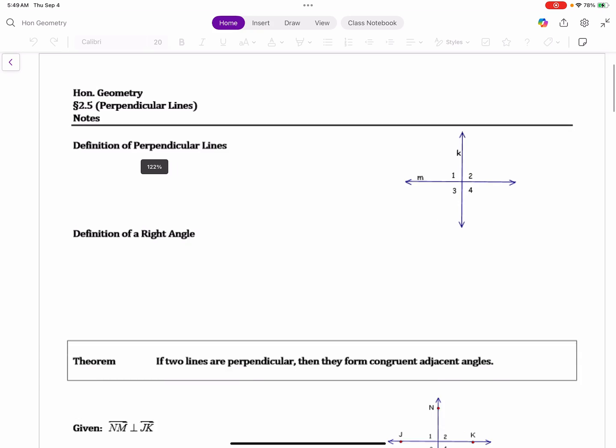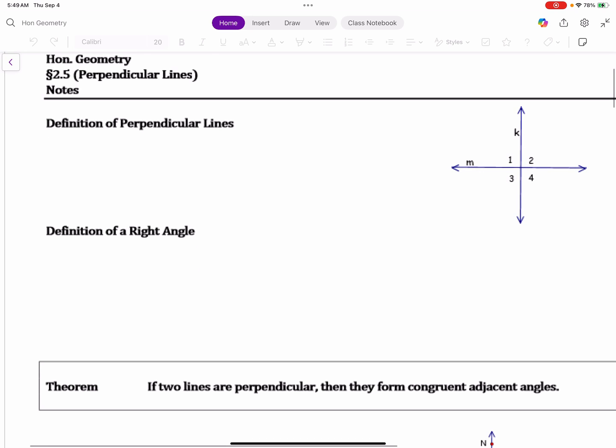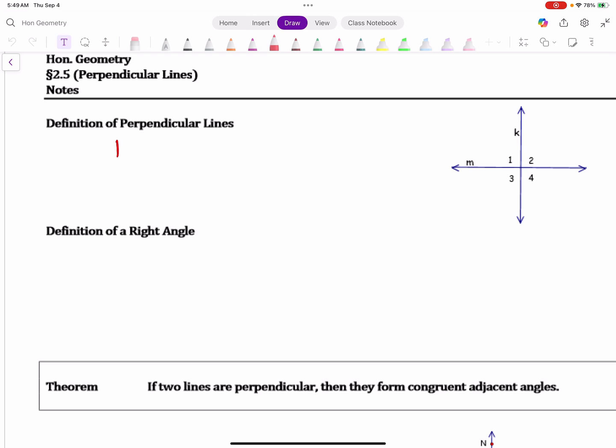All right. So 2.5 notes about perpendicular lines. So we've got the formal definition of perpendicular lines is that it's two lines that intersect to form a right angle.